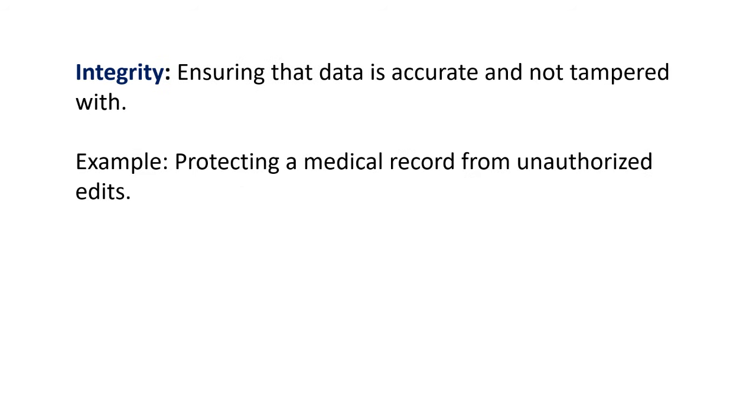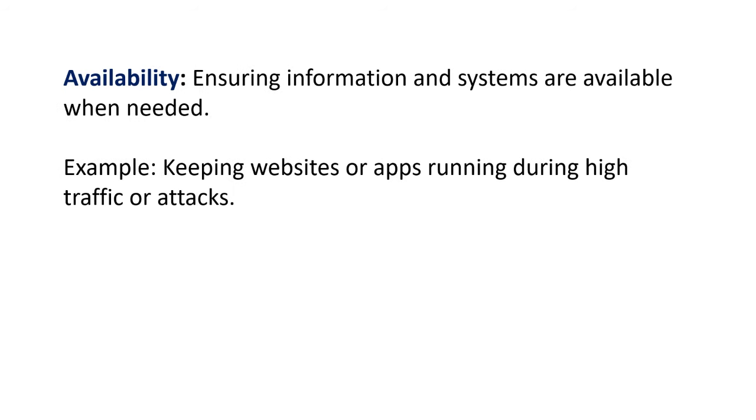Integrity: ensuring that data is accurate and not tampered with. Example: protecting a medical record from unauthorized edits. Availability: ensuring information and systems are available when needed. Example: keeping websites or apps running during high traffic or attacks.